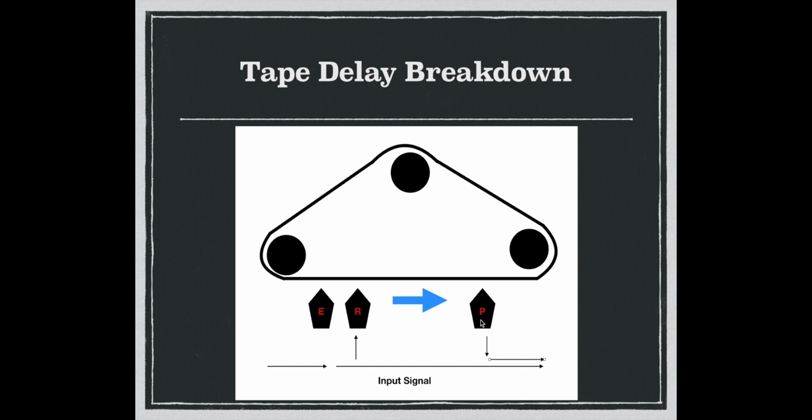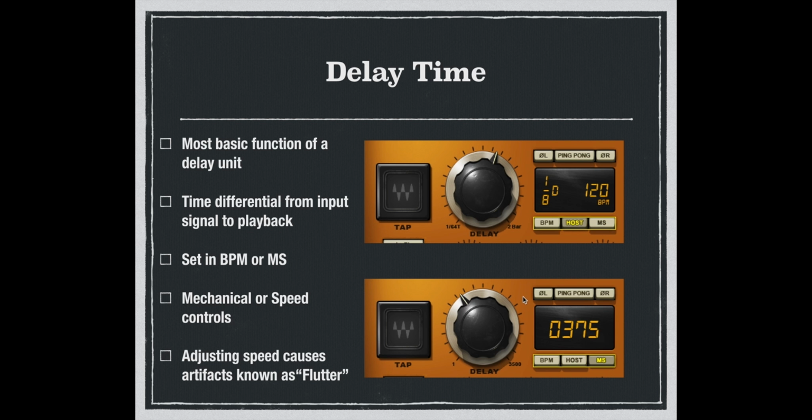If the playback head is closer to the record head, you're going to have a quicker delay. If it's farther away, it's going to be a slower delay. So our most basic function of delays is that delay time. The time is that differential from the input signal to that playback head.